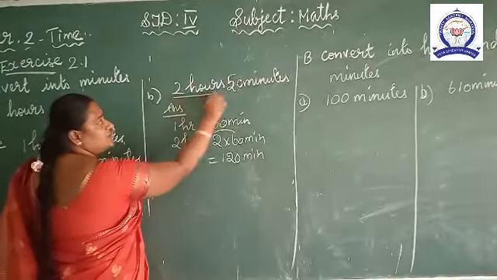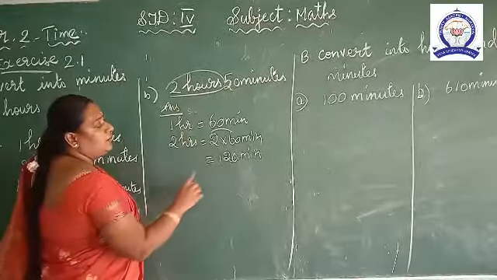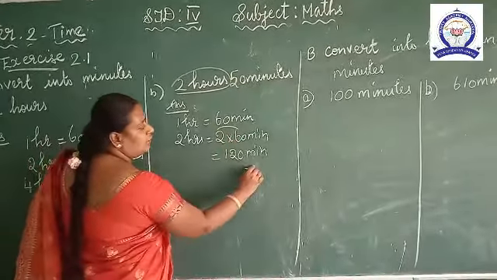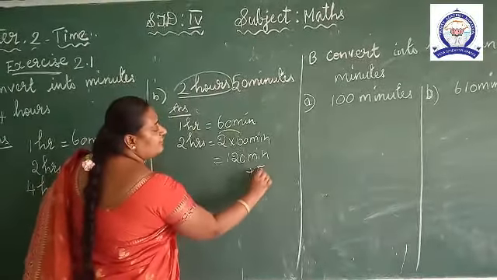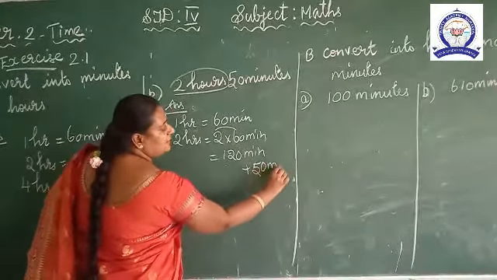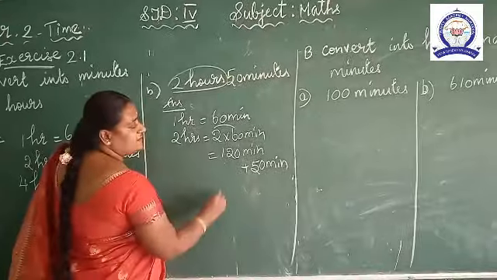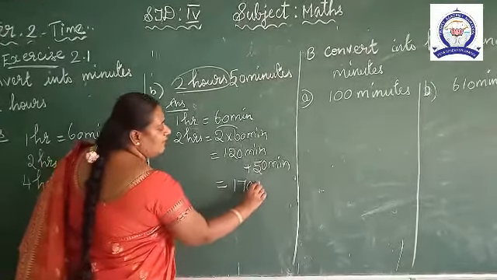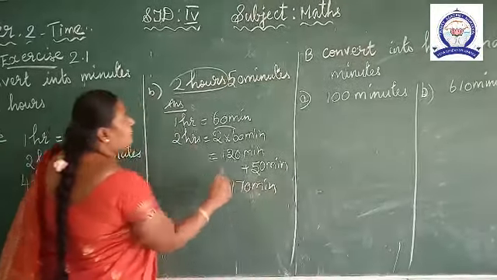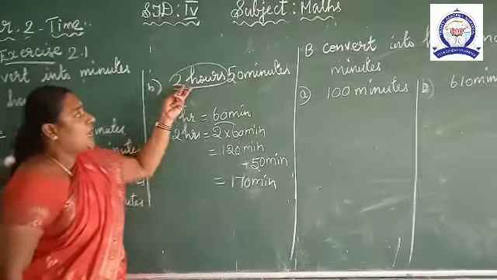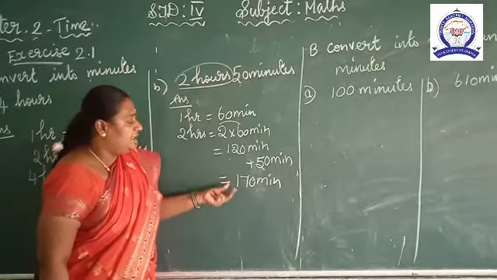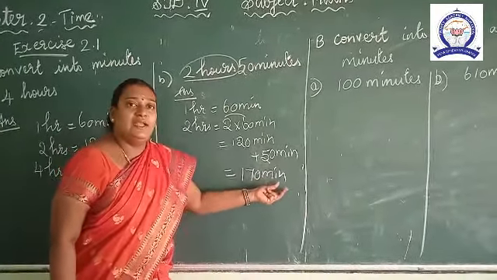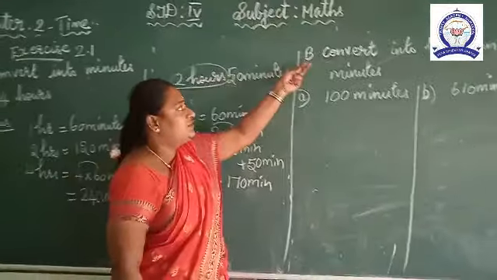Okay, we converted these 2 hours into minutes, that is 120 minutes, plus you add the given minutes, plus 50 minutes, that is equal to 170 minutes. So therefore we convert 2 hours 50 minutes equal to 170 minutes. Okay, let us see the B question.